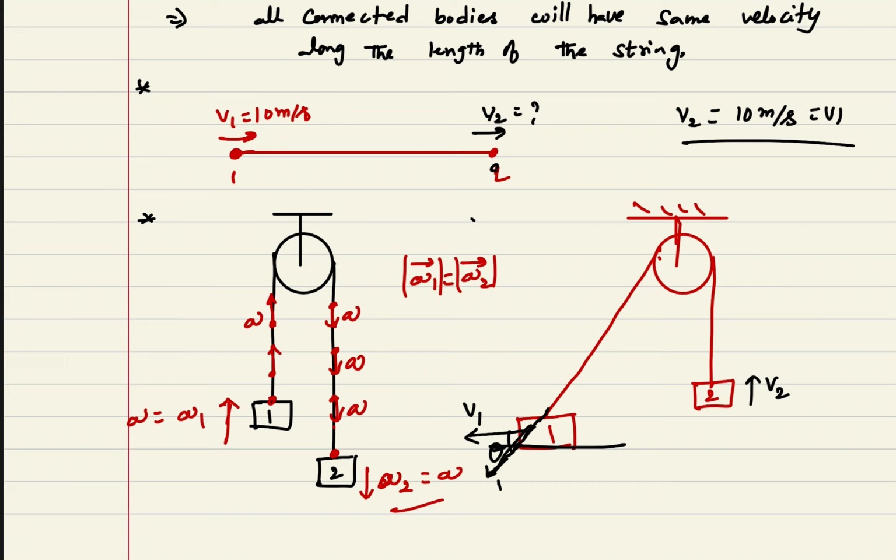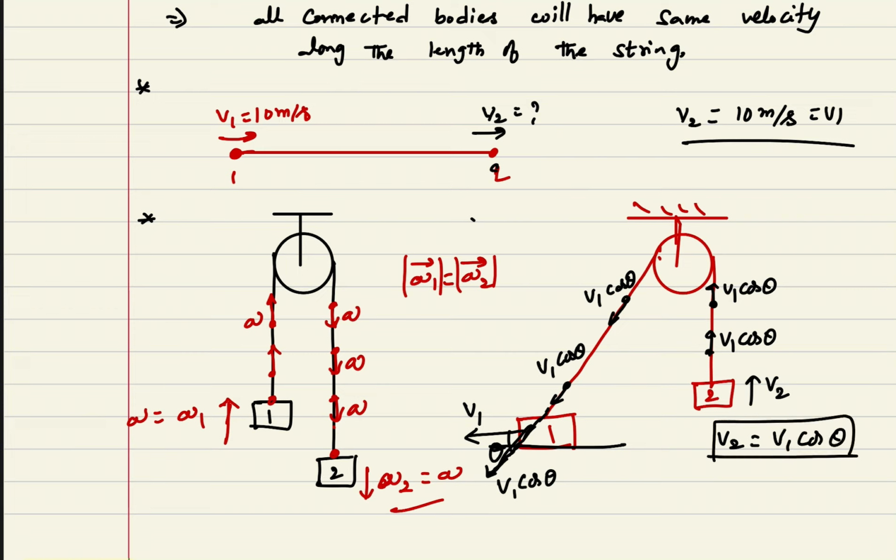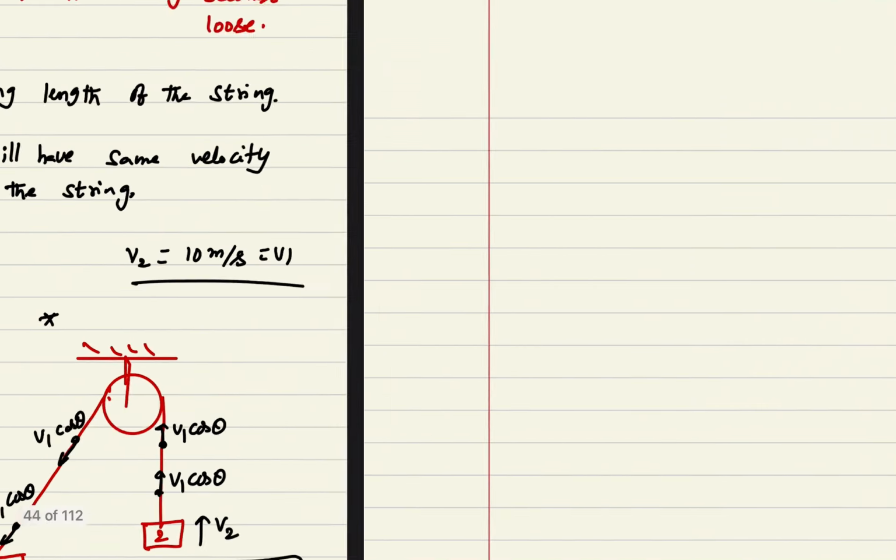What is the component of velocity along this line? v1 cos theta is the component of velocity along this line. Each and every particle on the string will move with what velocity? v1 cos theta only, along the string. As per the situation, you can write v2 should be equal to v1 cos theta. This is the required constraint relation between the two blocks. One more relation I will write here.